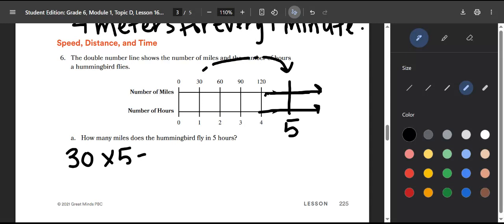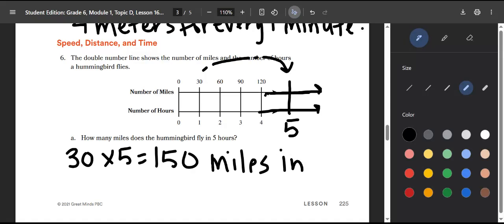times 5 is equal to 150 miles in 5 hours. All right, so 150 is what goes across from 5.